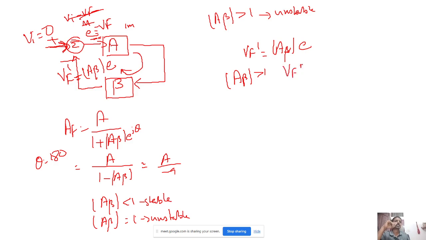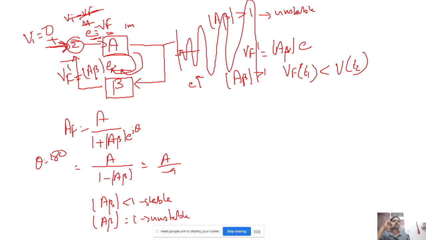In the previous loop, say at time T1, the error was E. At the next time period T2, it will be greater, A beta into E. So as we see, at steady state, when the time increases, this error signal will go on increasing. So there will definitely be a signal coming like this.